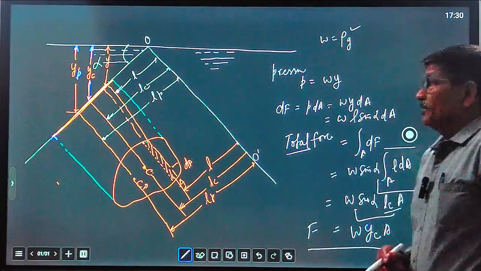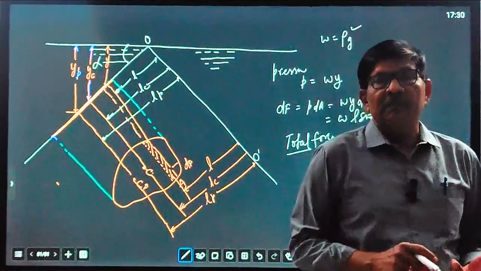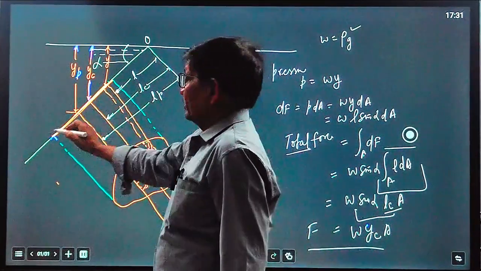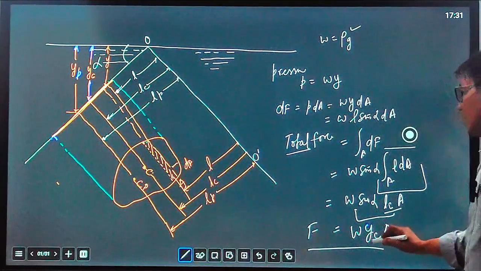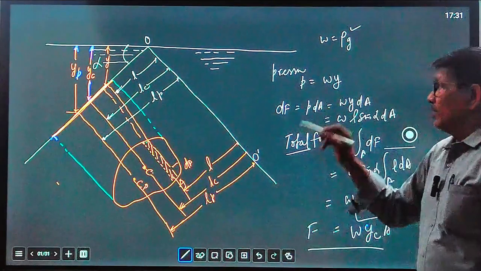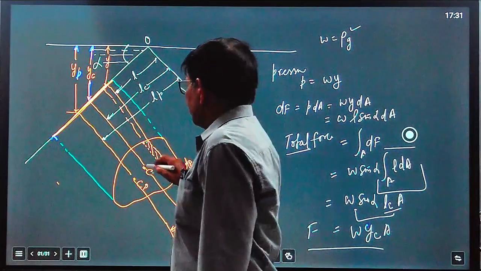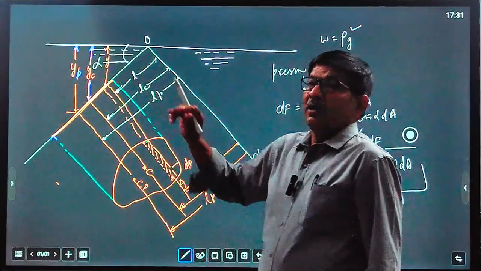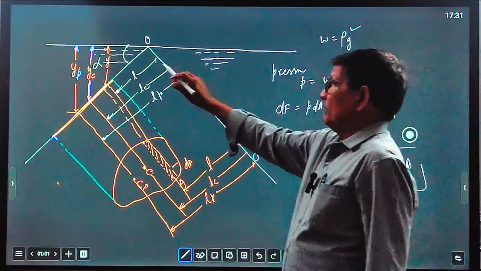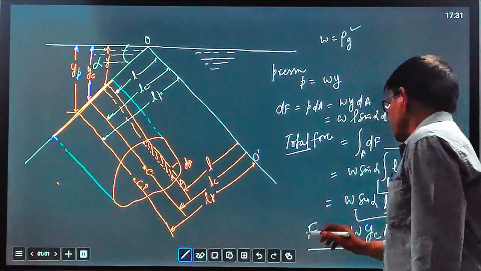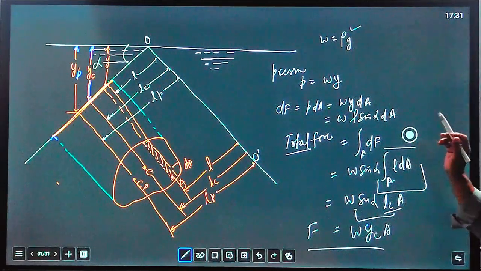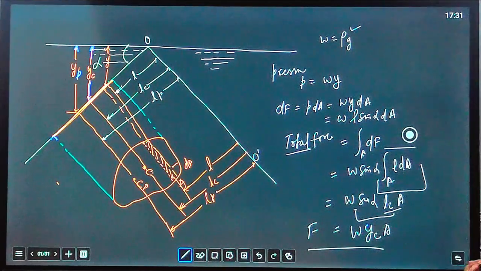So the pressure force acting on the submerged surface is independent of the inclination angle. It does not depend upon the inclination. It only depends upon YC, because omega is constant and the area is also constant. So it only depends upon the depth of the center of area from the free surface. The only dependable parameter is YC, not alpha. Whatsoever inclination it may be, the pressure force acting on the submerged surface is independent of alpha. So this is the force that we can calculate by using this equation.